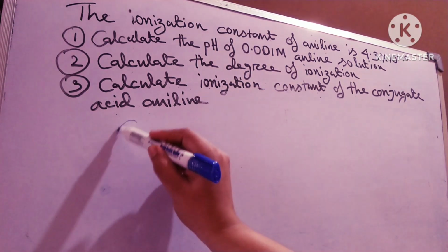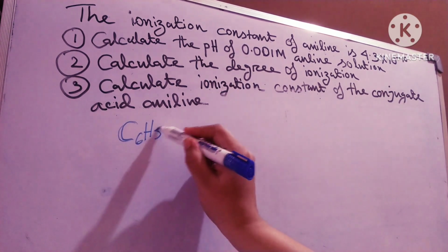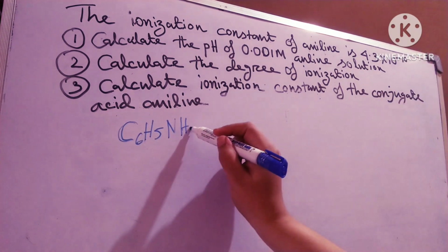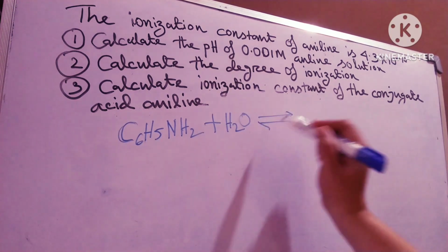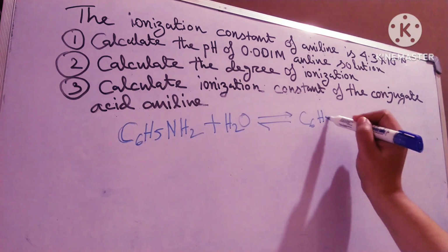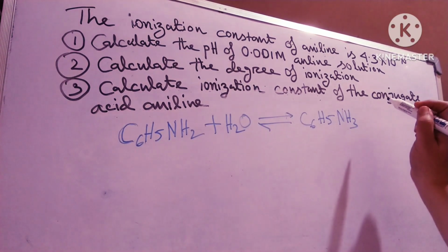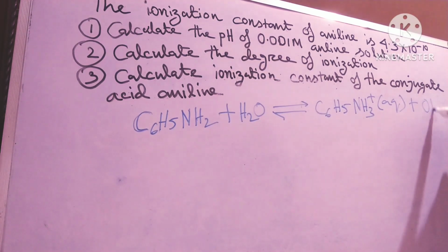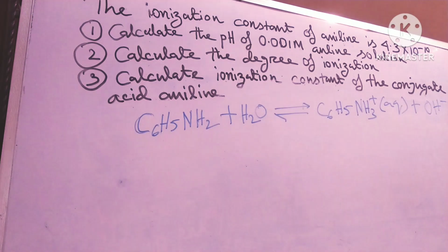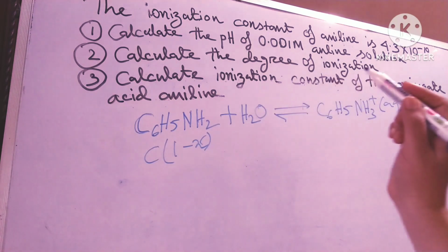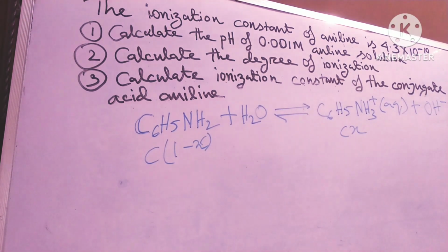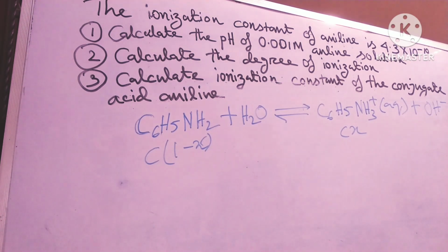So friends, the aniline formula is C6H5NH2 plus H2O equilibrium C6H5NH3 plus, that is, plus OH minus. Now X is the degree of ionization, so it can be written as C(1 minus X), and this is CX, and this is CX.